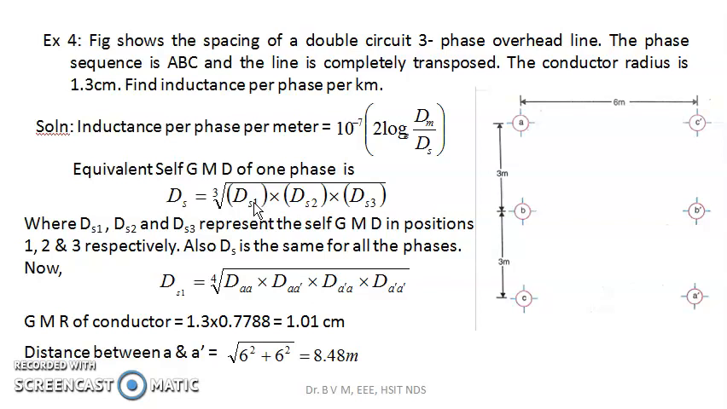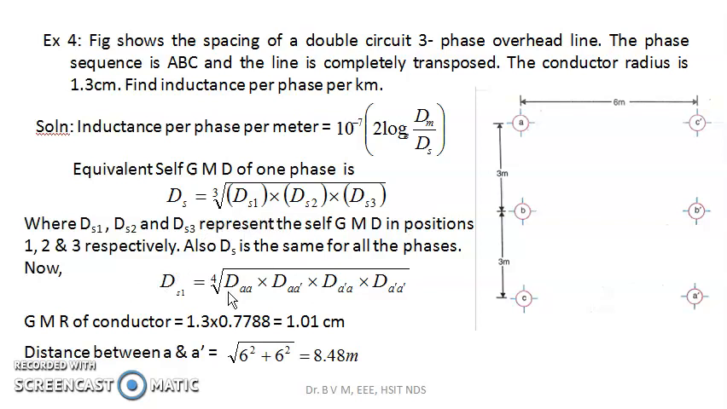Why do we have to take 3 self GMDs? Because it's a 3-phase line and it is completely transposed. Here, ds1, ds2 and ds3 represent the self GMD in positions 1, 2 and 3 respectively. Also, ds is the same for all the 3 phases. Now let us calculate what is ds1.